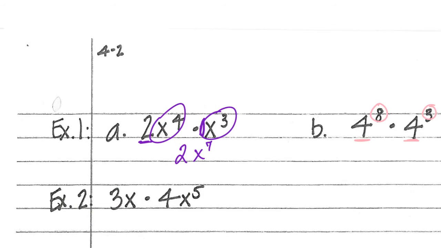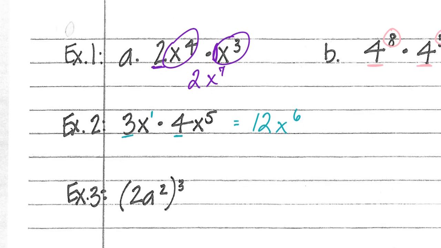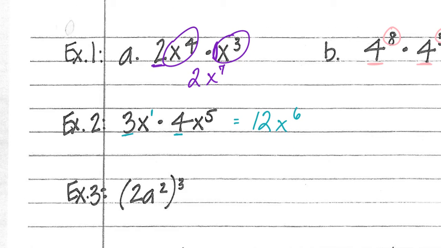When I multiply, I still have to multiply numbers, so 3 times 4 is 12. X to the first and x to the fifth is x to the sixth. And this is going to go to this number and to this number. 2 to the third is 8. A squared to the third is a to the sixth.